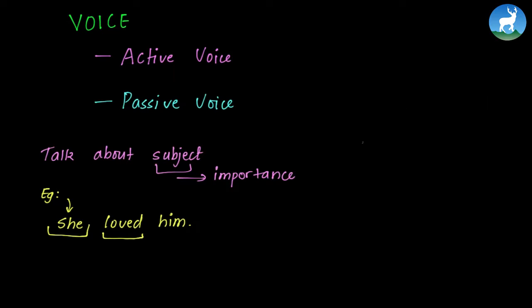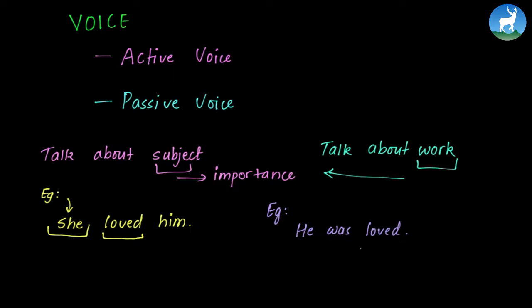While in passive voice, we talk about the work, or the subject is not active in passive voice, it is acted upon by a verb. Here, the work is more important. So work holds more importance. She loved him is an active voice, and in passive voice, we rewrite it as he was loved. Here, he was loved, or loved, holds more importance in case of passive voice.